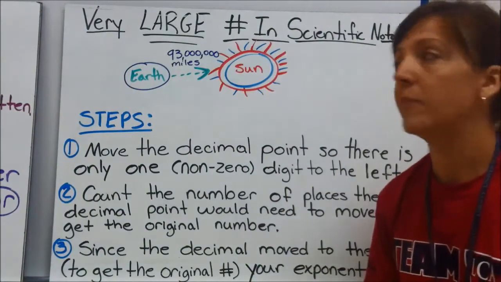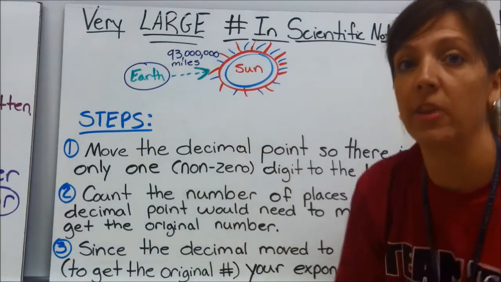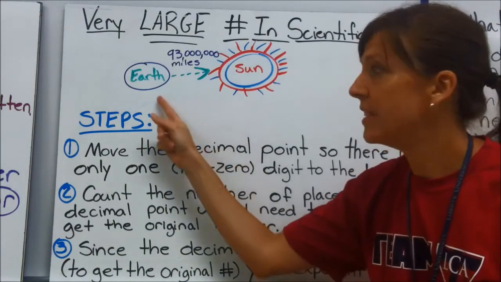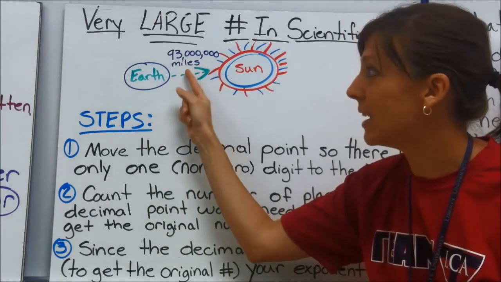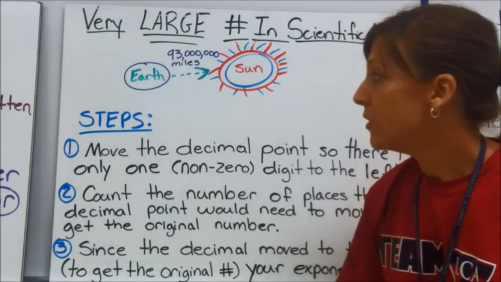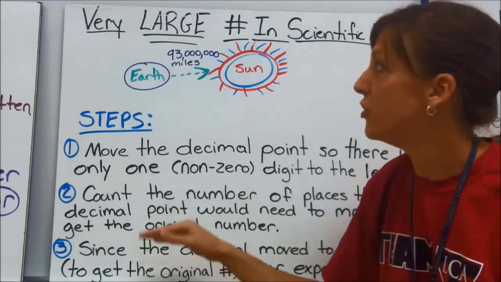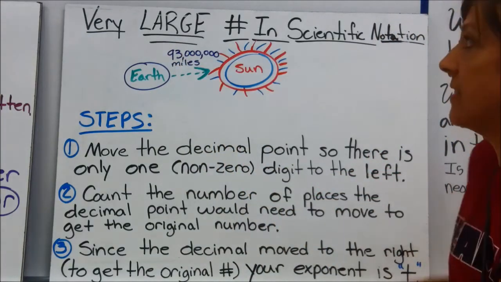Let's start with taking a very large number and writing it in scientific notation. Here's the Earth and here's the Sun. The distance between the Earth and the Sun is 93 million miles. Okay? So let's take these steps. These are the steps that we're going to use to change a very large number and write it in scientific notation.